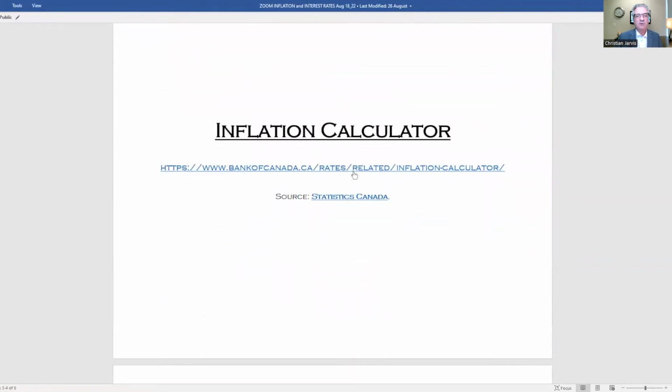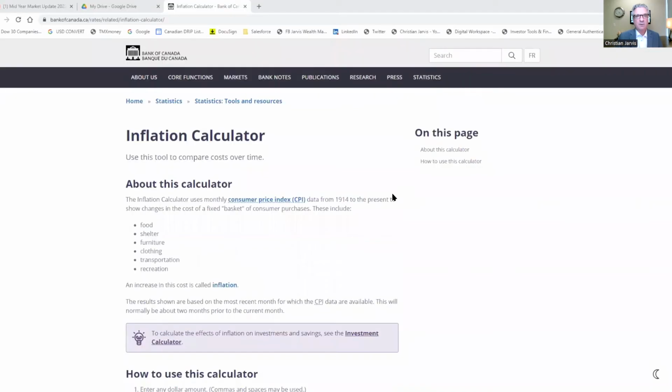Now, the final slide we're going to look at, we're actually going to jump to the Bank of Canada website. It may take me a second to flip between screens. Bear with me one second. I just want to make sure that I'm sharing the correct screen. Okay, so here we go.